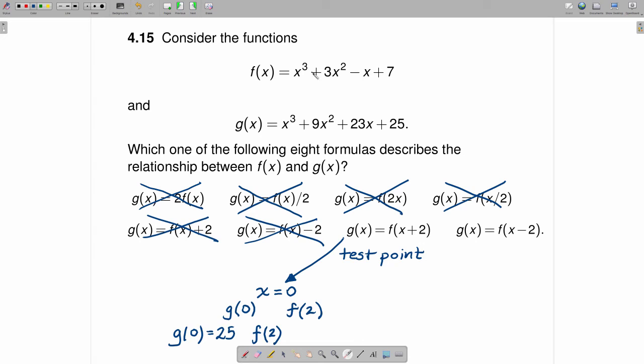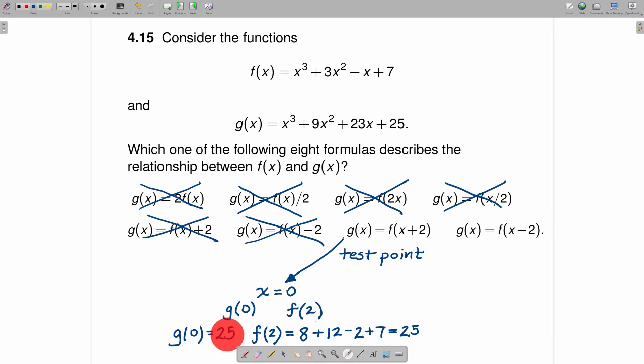And the next thing is, what is f of 2? Well, now we've got to plug 2 in here. We've got a little bit of work on our hands. 2 cubed is equal to 8 plus 3 times 2 squared. Well, 2 squared is 4. 3 times 4 is 12, so that's plus 12. Minus 2 plus 7. 8 plus 12 is 20. 20 minus 2 is 18. 18 plus 7 is equal to 25.